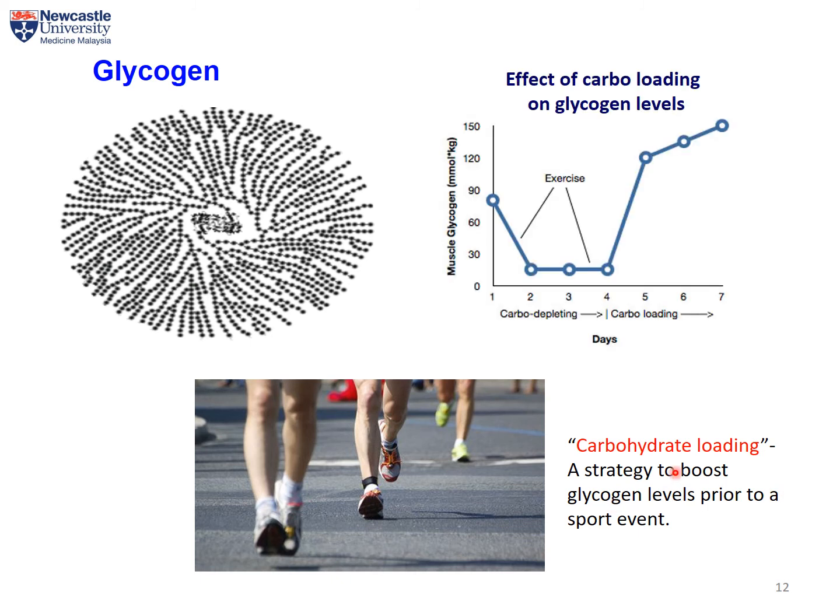So here is the effect of carbo loading on glycogen levels. The whole procedure will take about 7 days. In the first 3 to 4 days, one will try to reduce their carbohydrate intake while increasing their exercise intensity. So that will deplete all the glycogen stored in the muscles. While in the last 3 to 4 days, that person will increase the intake of carbohydrate while minimizing their exercise intensity. With that, one can achieve the maximum level of glycogen within the muscles.